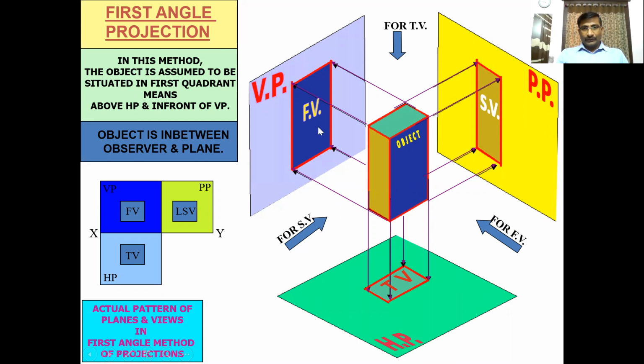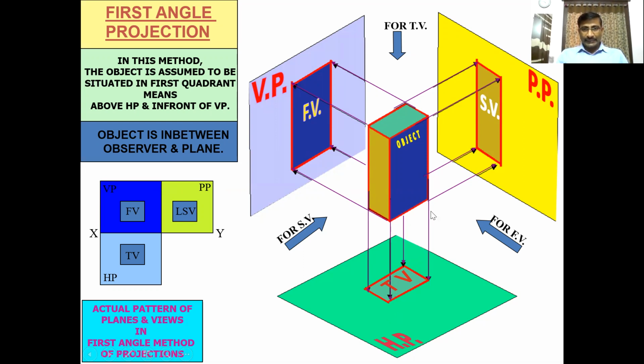Clear? So by observing these three diagrams, below the front view is the top view, and adjacent to the front view is the side view. Clear? You have to draw like this in this position. So the front view is on the vertical plane, the top view on the horizontal plane, and the side view on the profile plane. So for this object, you have to draw like this. These are the orthographic views: front view, top view, and side view.